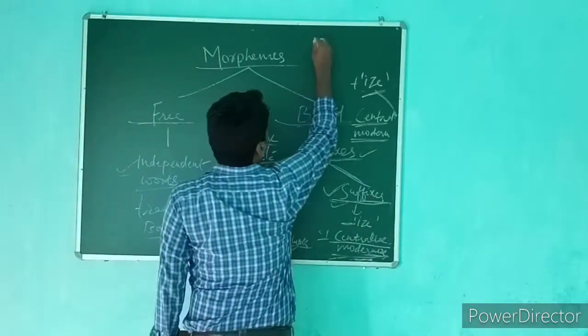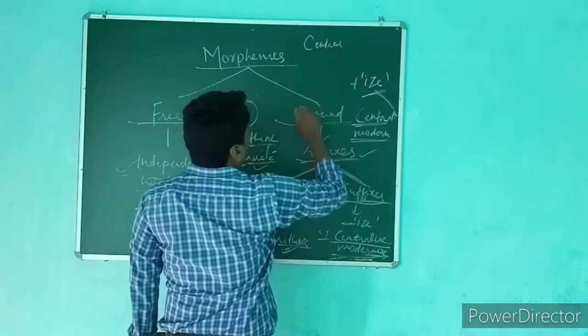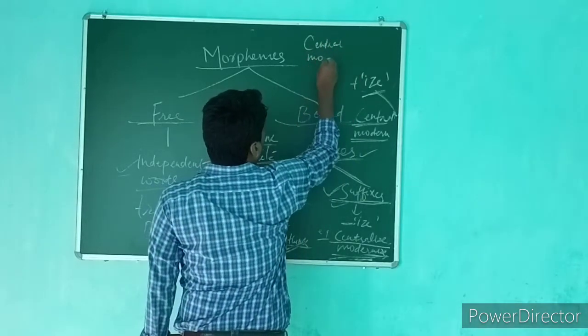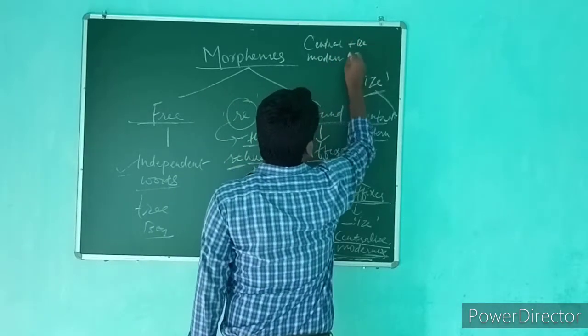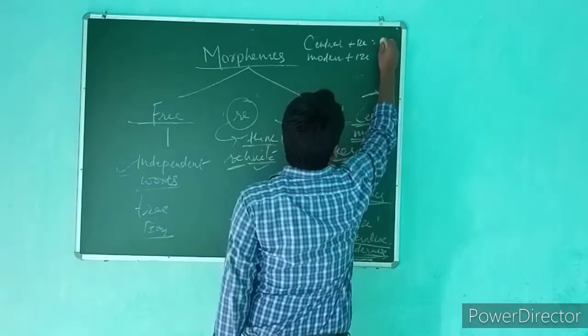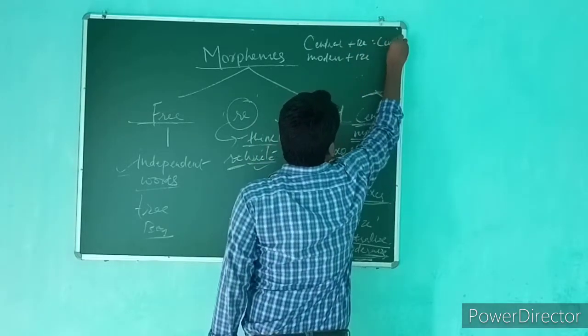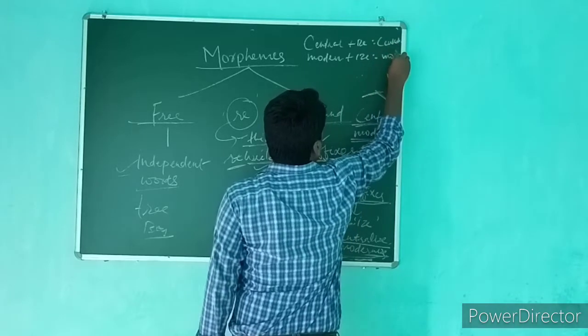You can understand it in this way: we have this free morpheme central, or we have this free morpheme modern, and we add the suffix ize to it. So what will it become? It will become centralize. This will become modernize, right?